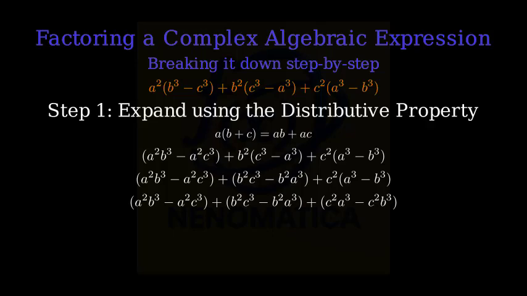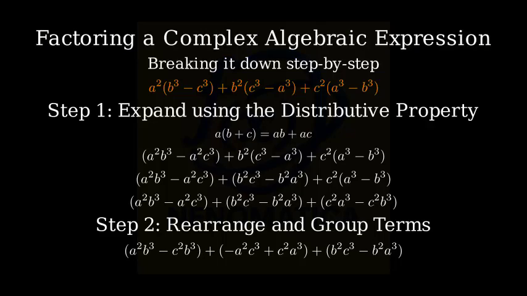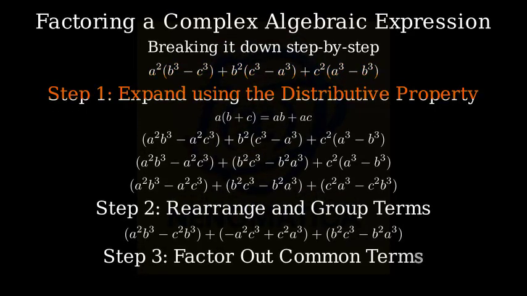Now, we need to rearrange the terms to make it easier to identify patterns for factoring. We can rearrange the terms by grouping similar components. In this step, we'll regroup the terms to prepare for factoring. In step 3, we'll factor out common terms from each group. Let's factor out the common terms from each group.